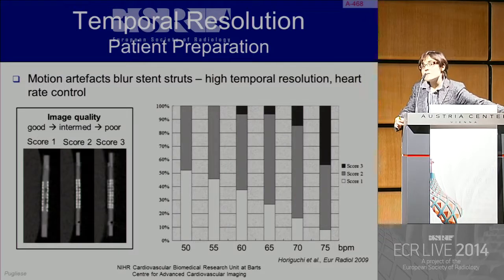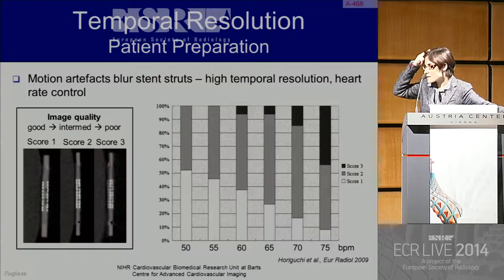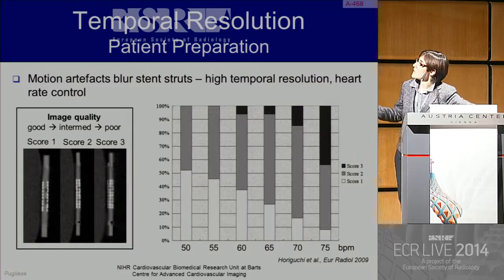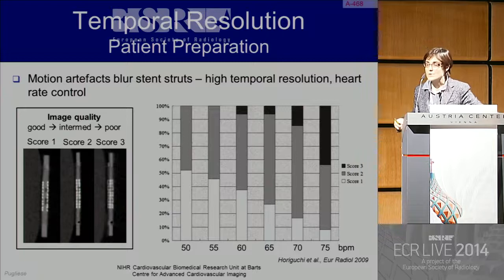Temporal resolution plays a role in this because it's still a very important factor which affects the image quality. Motion artifacts blur the stent struts. This is something we can experience every day. They blur a bulky calcification in the vessel wall. They will blur the stent struts. So high temporal resolution and heart rate control remain very important factors.